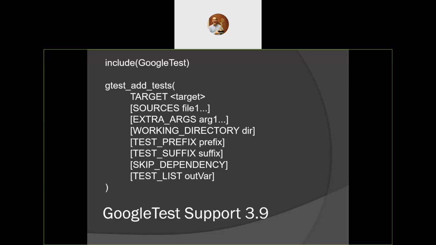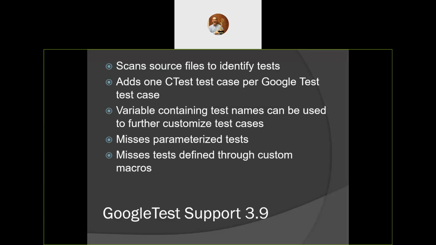that's pretty convenient. However, it means every time your source files change, it reruns this grep. And if you have a large set of tests, then rerunning this grep every time those source files change can be annoying to your build. So as I said, this scans all your source files to identify the tests, adds one CTest test case for every Google test case, and you can get a variable name that will have all the test cases that were added in CTest. Unfortunately, it misses parameterized tests.